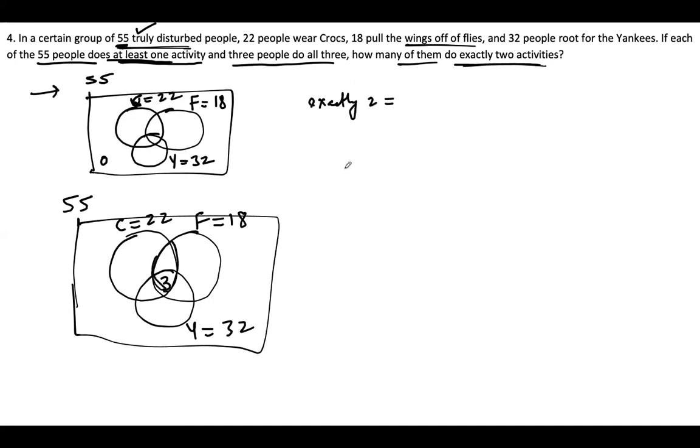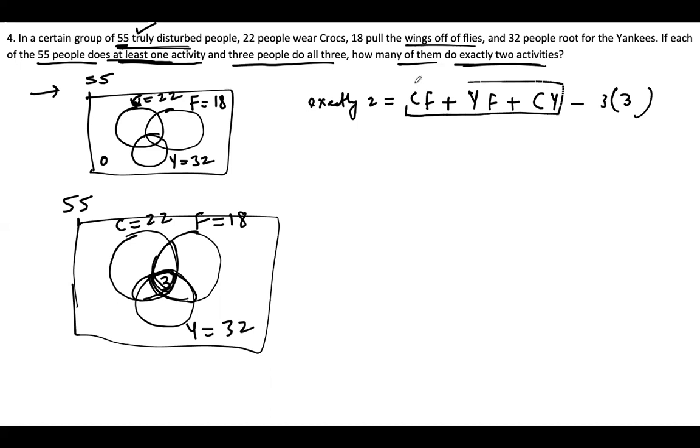This region, which is CF, plus this region, which is YF, plus this region, which is CY, minus 3 times the intersection of all 3. So we need this value, okay? And where will I get this value? From the total equation again.